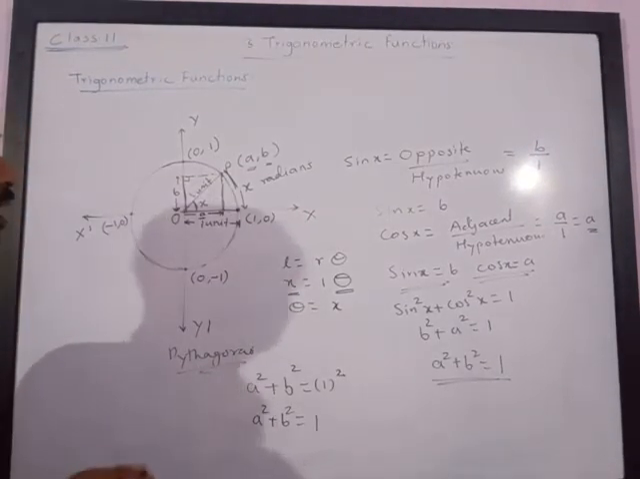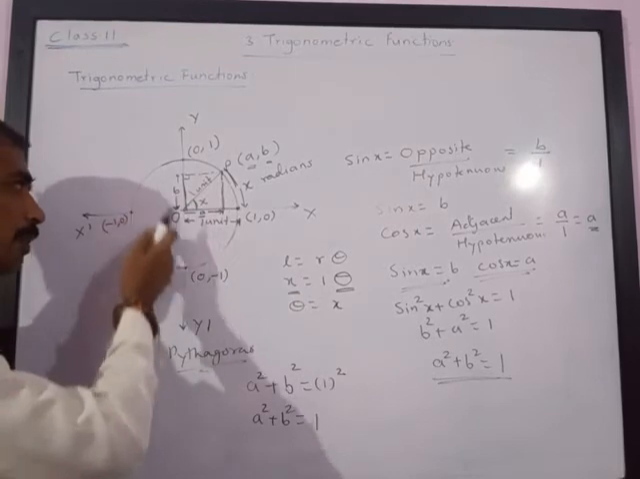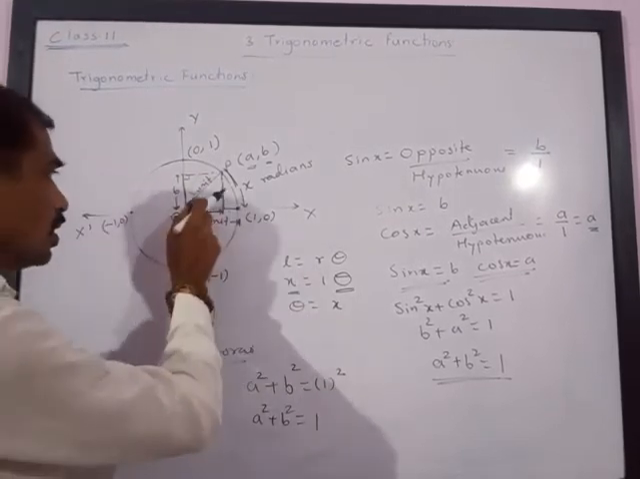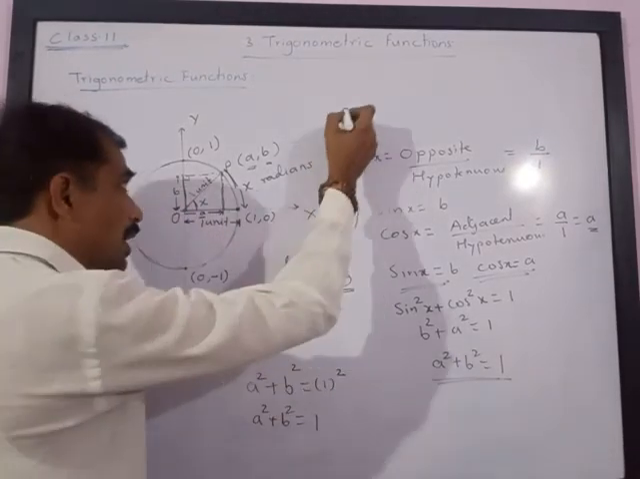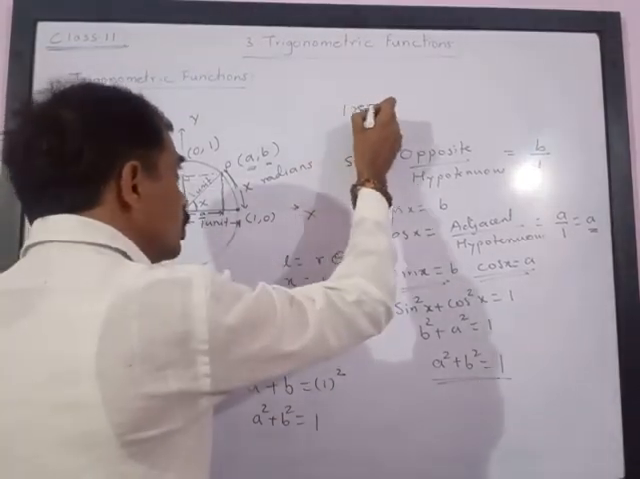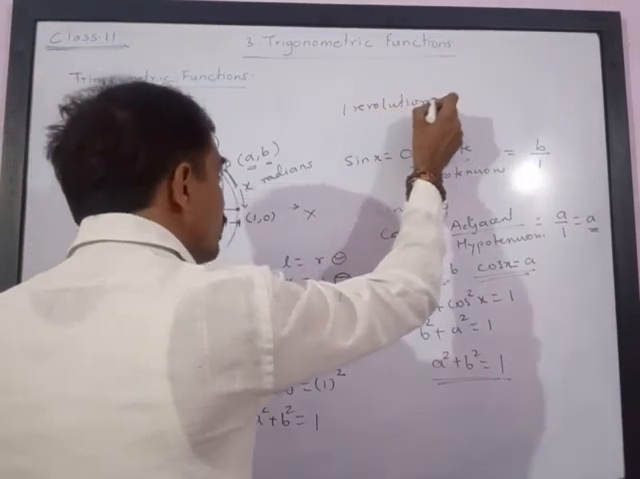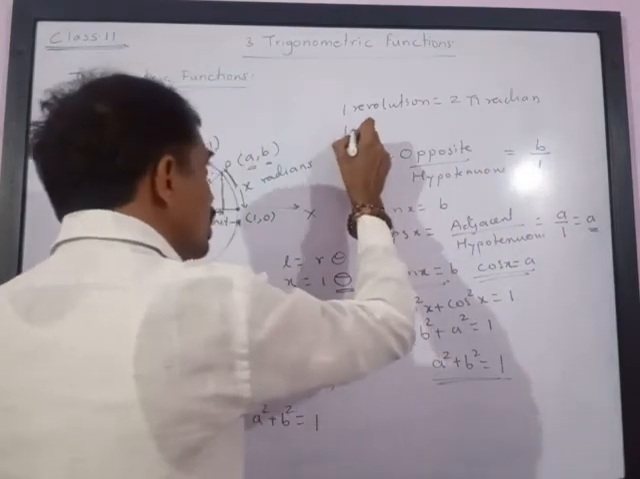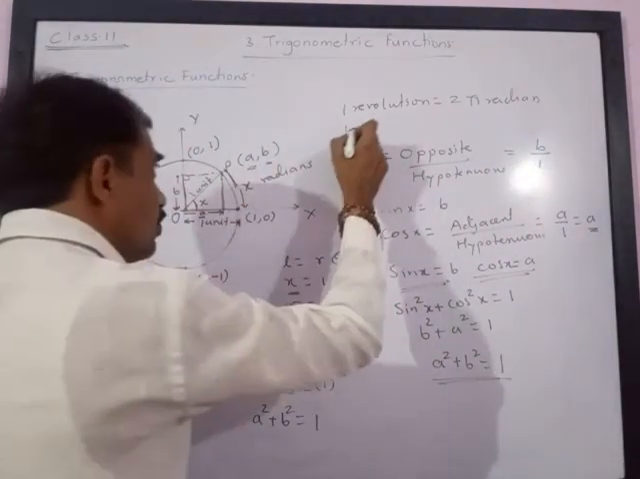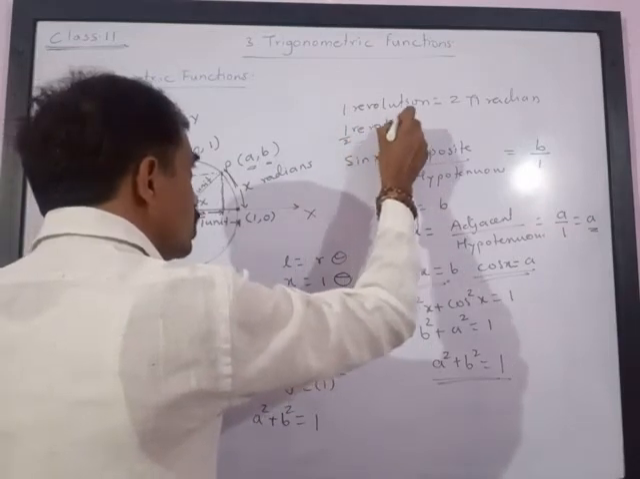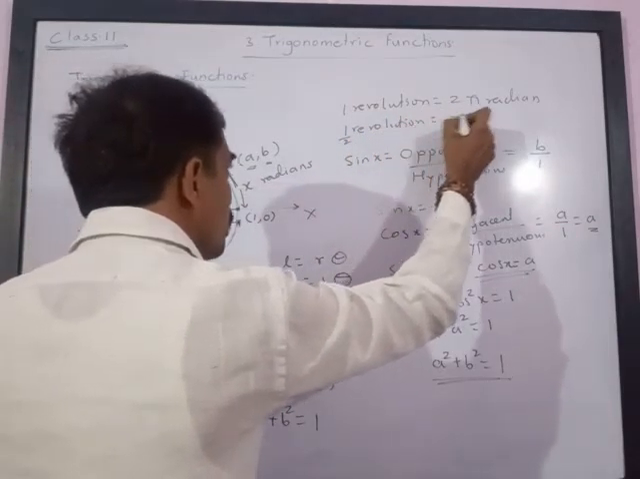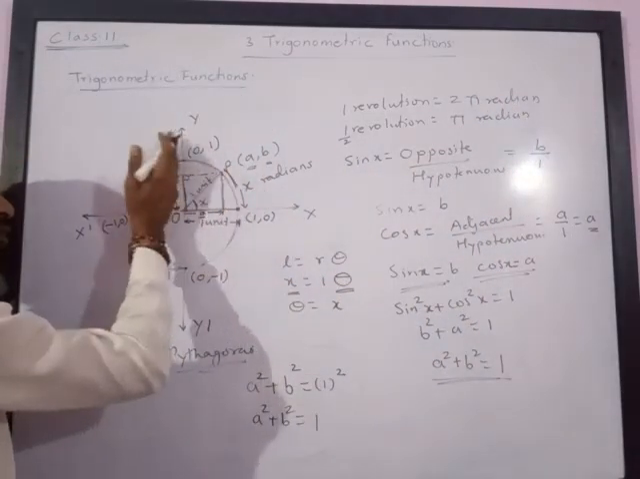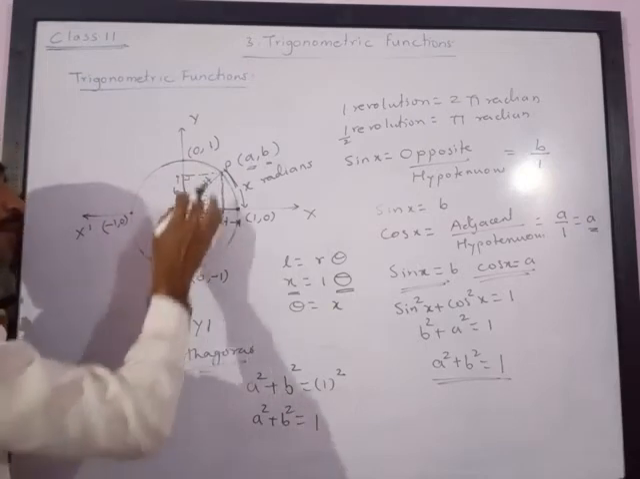We have already studied if the terminal arm makes a complete revolution, then it covers the central angle that is equal to 2 pi radians. So one revolution is equal to 2 pi radians. So half revolution, half circle is equal to pi radians. It means 1/4 of the circle is equal to pi by 2 radians.